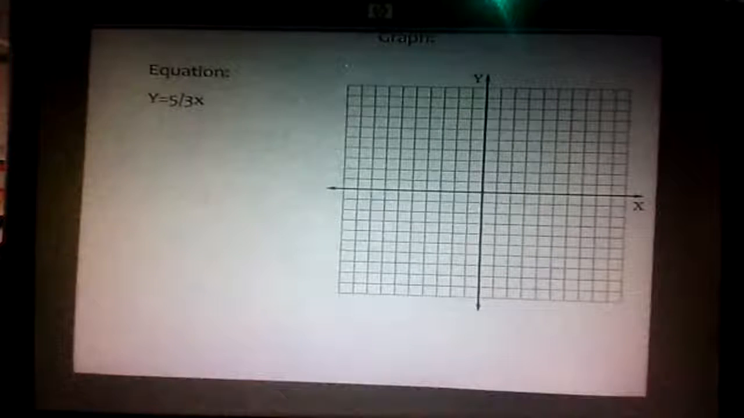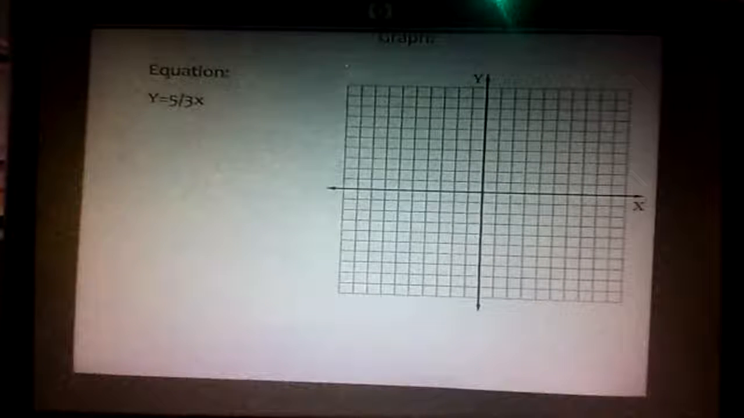So what if she said x was 0? So wouldn't you use 0? Y would be... And then x is 0. What does that equation have over there on the left? Nothing. It says y equals 5/3 x. So x is 0.